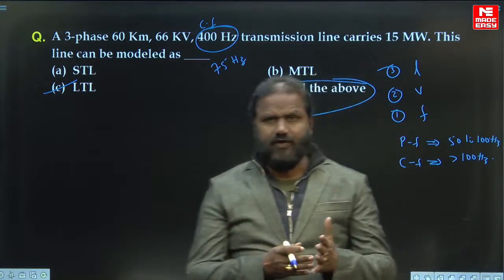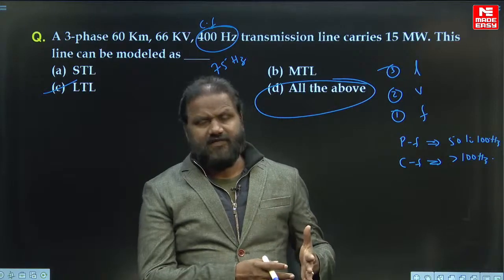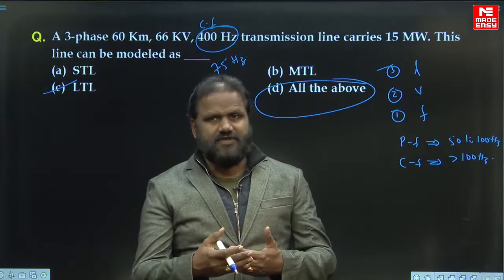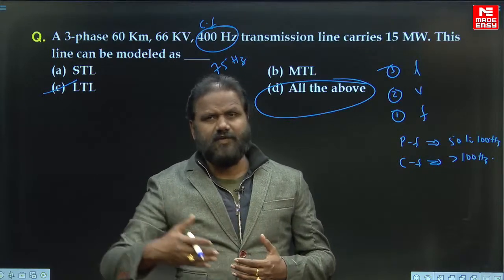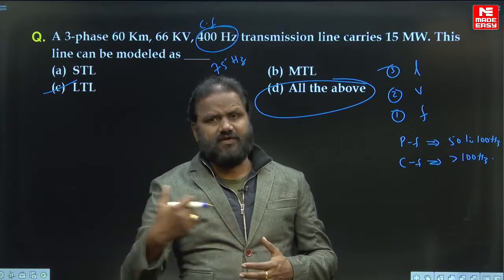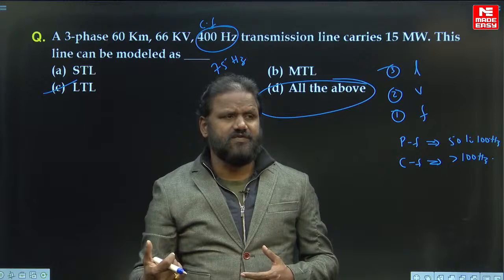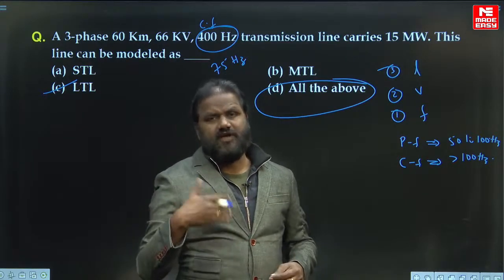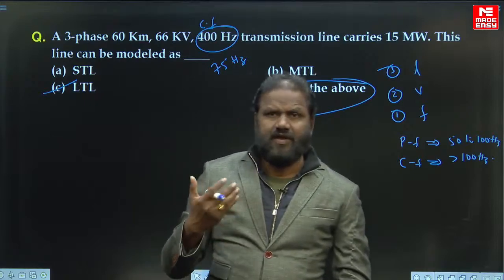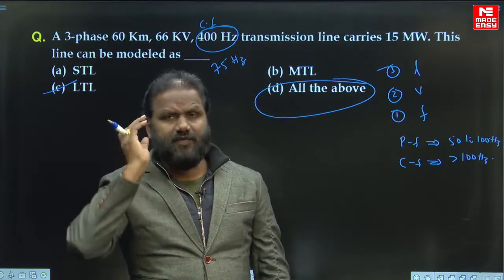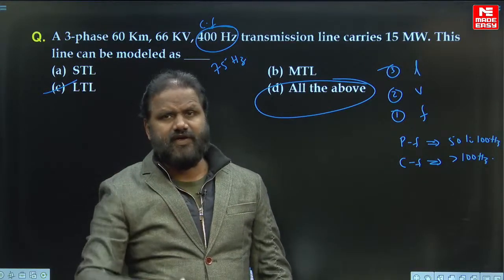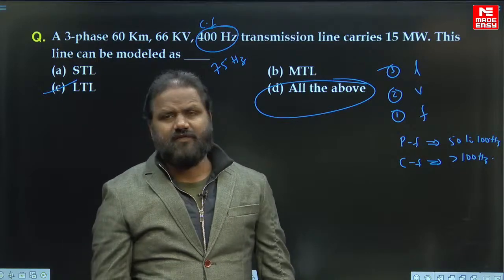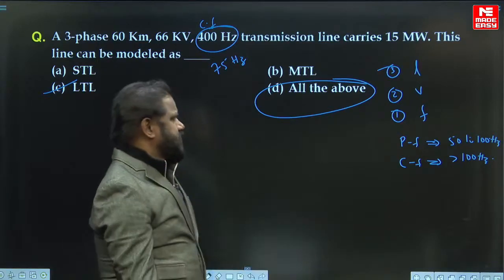So length up to 80 kilometers, up to 20 kV, power frequency is the short transmission line. 80 kilometers to 160 kilometers, 20 kV to 100 kV, and power frequency transmission can be taken as the medium transmission line. And more than 100 kV, with length 160 kilometers to 280 kilometers, both power frequency and carrier frequency can be done with a long transmission line.